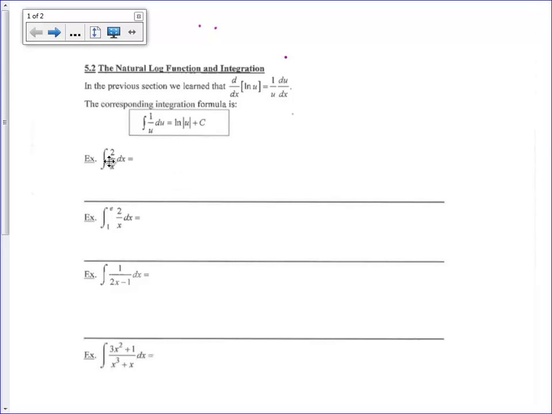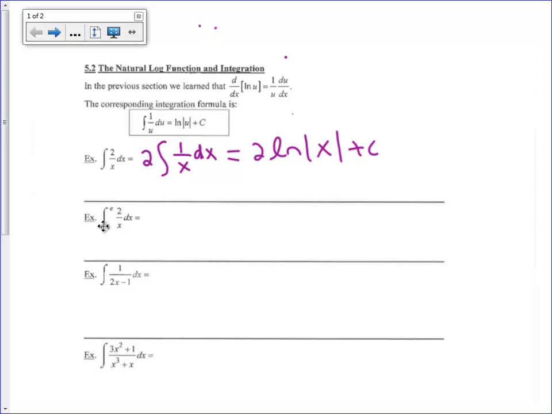I've got the integral of 2 over x, and I'm going to pull that 2 out in front. I'm just going to make this 2 times the integral of 1 over x dx. Since we know the derivative of natural log of x is 1 over x, that means the integral of 1 over x will be natural log. If we introduce a natural log function, we have to put absolute values around it, because the domain for natural log is all positive numbers. So we're going to put absolute value around our natural log argument.